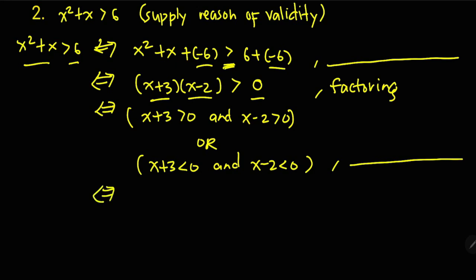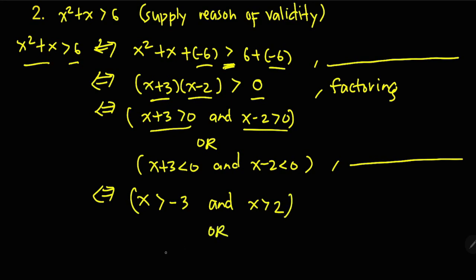Now, for each scenario, I'm going to get this scenario here and this scenario here. So if x plus 3 is greater than 0, we can easily show that this is equivalent to x is greater than negative 3. So again, you need to do that step by step. You add negative 3, so that 3 and negative 3 becomes 0. And whatever you add on the left hand side, you add on the right hand side. And x minus 2 greater than 0 is equivalent to x greater than 2. So that's the first scenario.